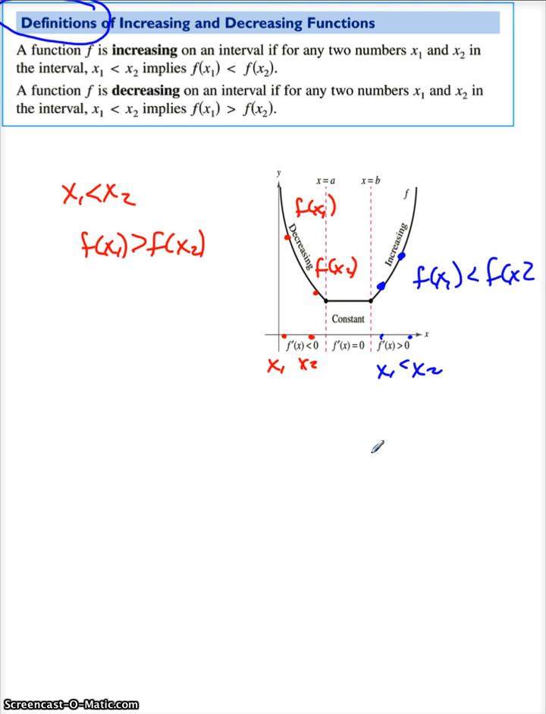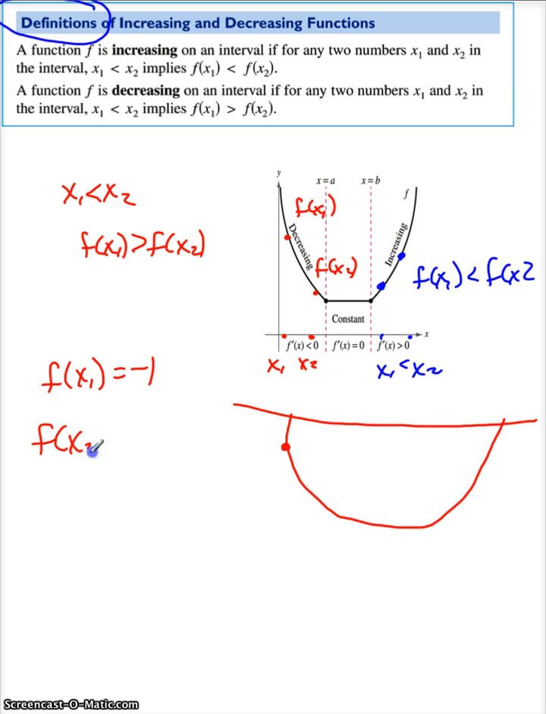Now, I want to throw something in right here because it's going to get a little confusing if you're not very careful. F of x1 and f of x2 can be negative. If this entire graph were slid down, the same functions would apply. If this is negative, that's all right, because f of x1, say, equals -1, and f of x2 is -10, it turns out that indeed -1 is greater than -10. So you have to look at how the function is moving.